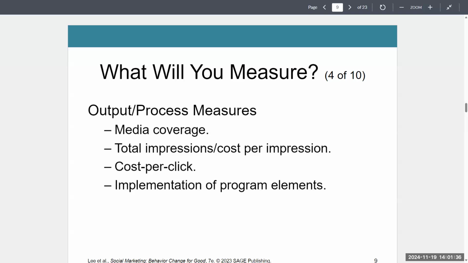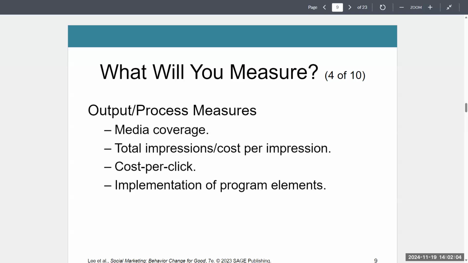Implementation of program elements refers to tracking the completion of the planned activities. So for example, if your program includes holding 10 workshops, publishing 20 blogs, and running a 6-month ad campaign, tracking the completion of these elements ensures that your program is on track. It also helps you identify any gaps or delays in your execution.